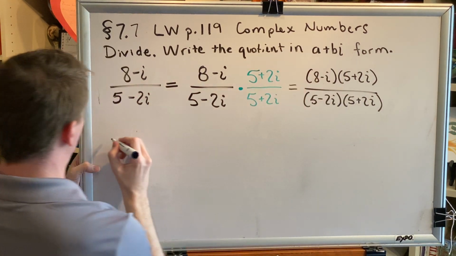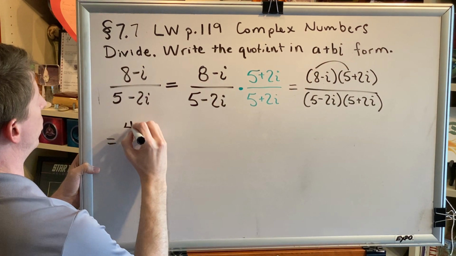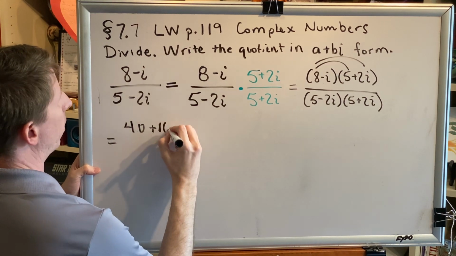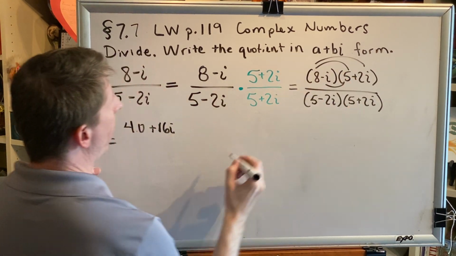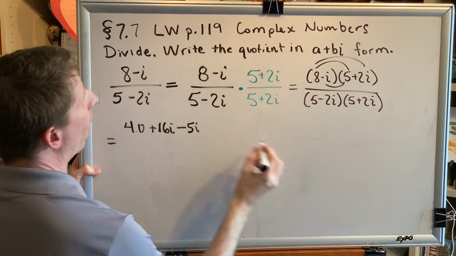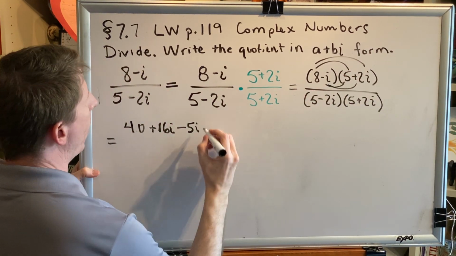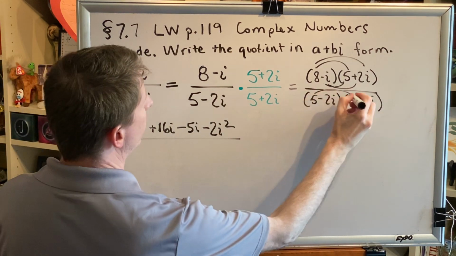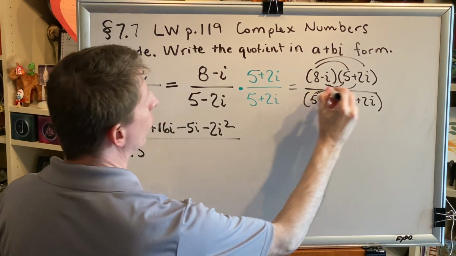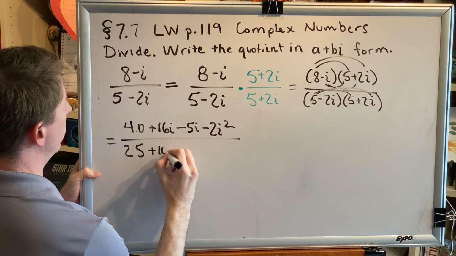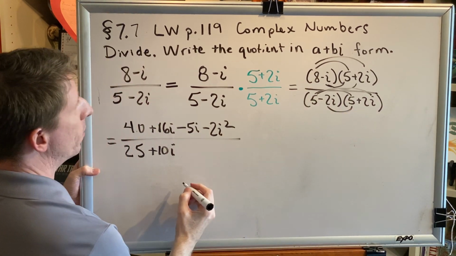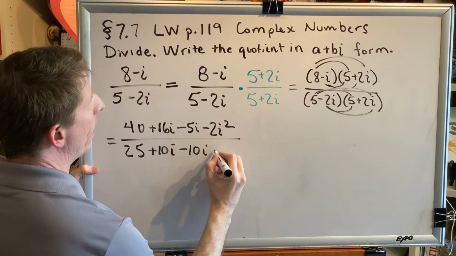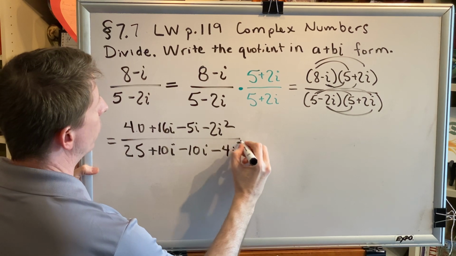Next, FOIL. So we get 8 times 5, which is 40. 8 times positive 2i is plus 16i. Negative i times 5 makes subtract 5i. And negative i times 2i makes subtract 2i squared. Over 5 times 5, 25. 5 times positive 2i makes plus 10i. Negative 2i times 5 makes subtract 10i. Negative 2i times positive 2i makes subtract 4i squared.